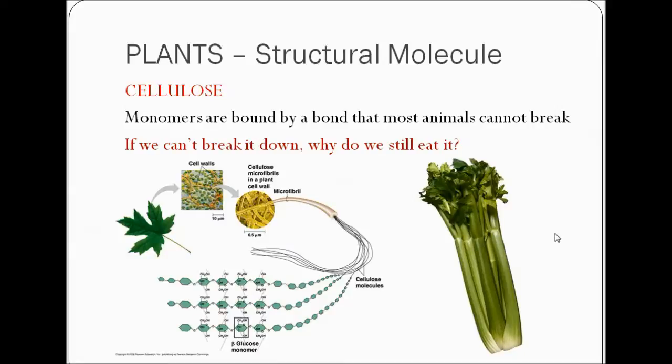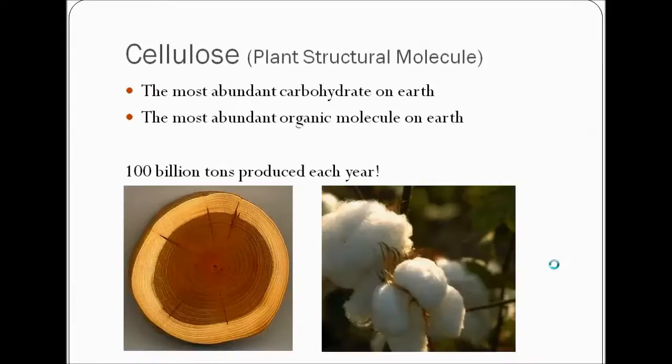Then we have something called cellulose. We're talking structure now. And those monomers are bound by a bond that animals can't break. So if we can't break it down, why do we still eat it? Celery, if you want to think of celery, is mostly made of cellulose. Those long, stringy things in there are made of cellulose. We eat it because it's fiber and it's great for our digestive systems. It's the most abundant carbohydrate on Earth, and it's the most abundant organic molecule on Earth. 100 billion tons are produced each year.